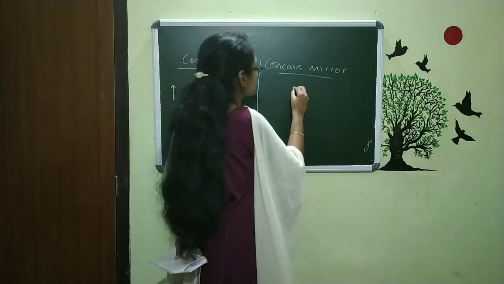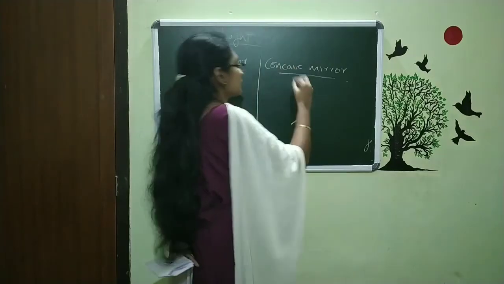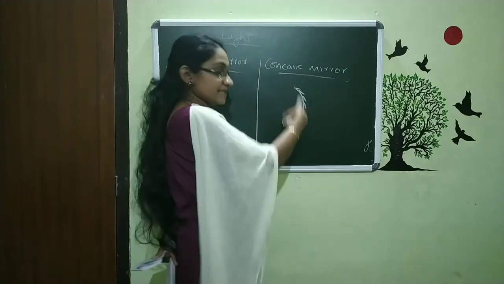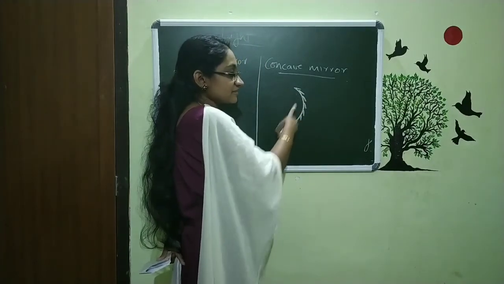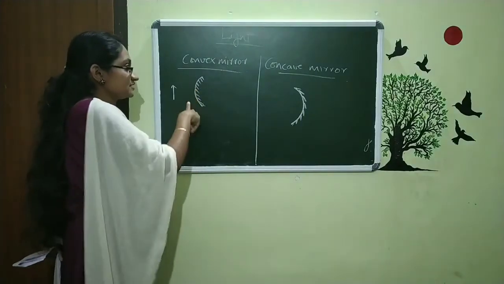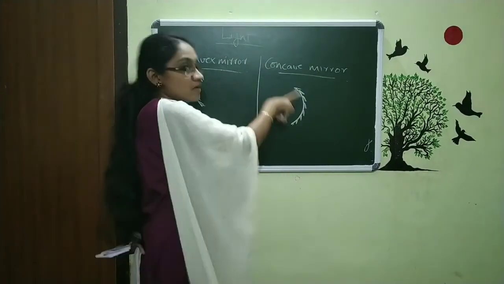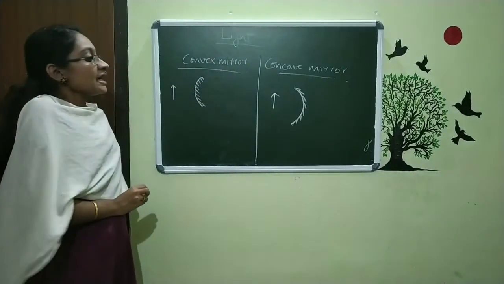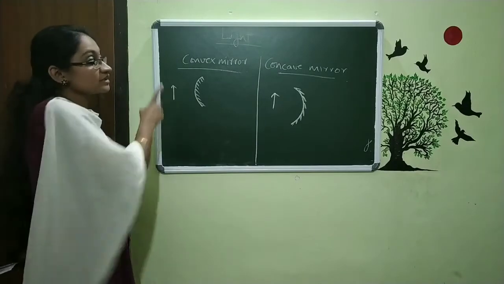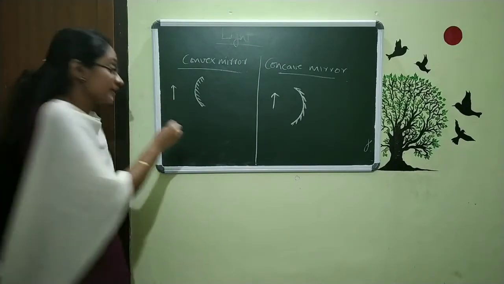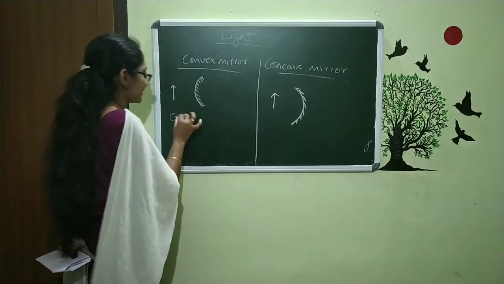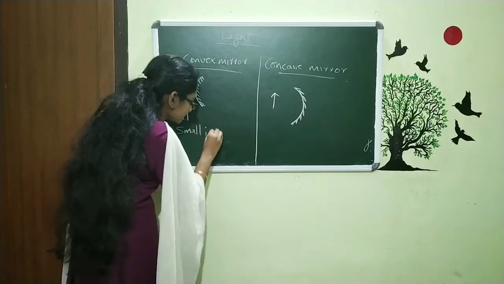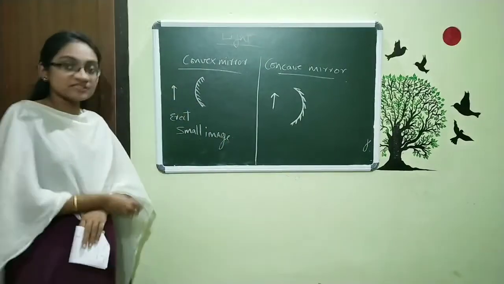This is convex mirror, and we are placing the object at this side, the left side. And what about the concave mirror? For the concave mirror, we are shading at this side. Our reflecting surface is this. Here the reflecting surface is this, convex, and this is concave. And we are placing the object here. And what about the image? Here, it is erect, always erect, and a small image. The small image is found at this side.